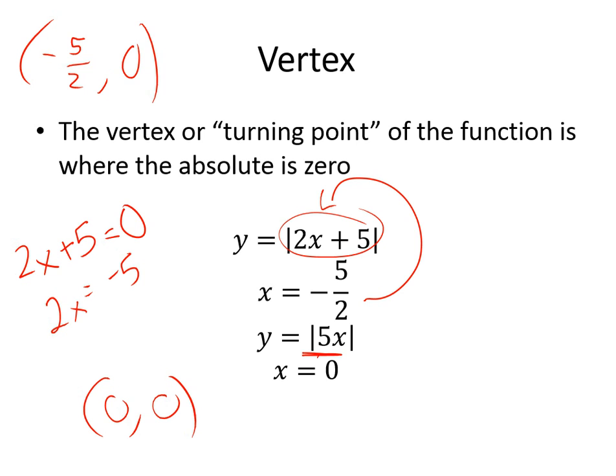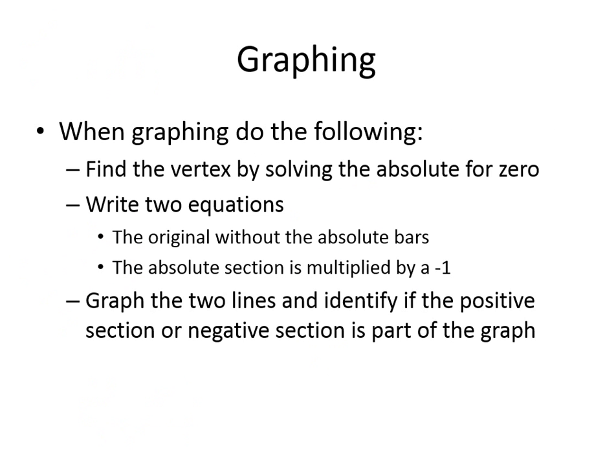Okay? And so finding the vertex, you zero it out. So whatever's inside the absolute value, set it equal to 0, and then it'll tell you your x value. And then to find the y value, you just take that x value and plug it back into the original problem and solve it. Alright, so graphing.